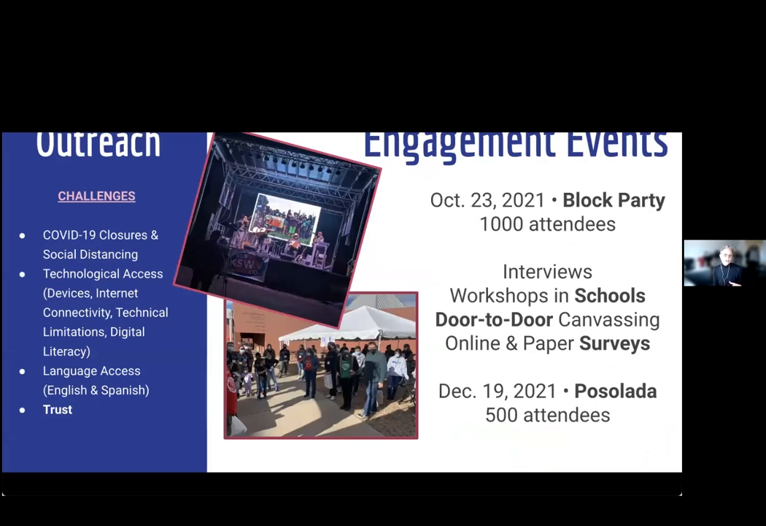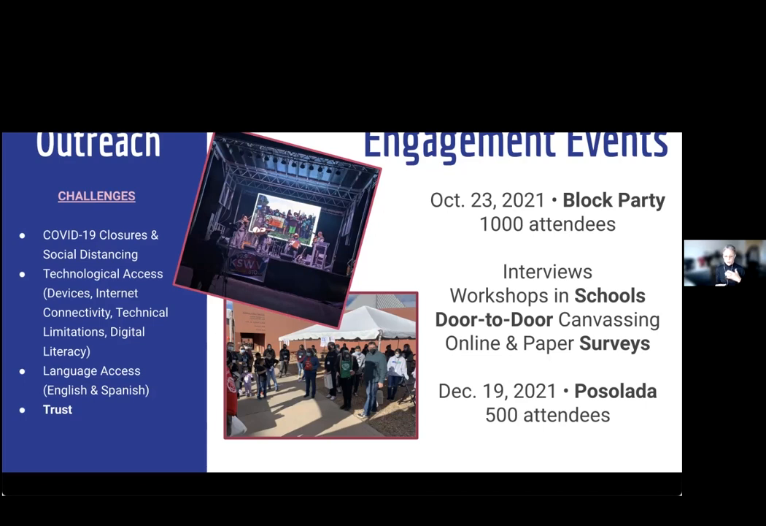So here's a little summary of what happened. We had two signature events that all the partners collaborated to deliver: a block party in October and the Pozolada in December. If you want to know about Pozolada, you can ask me in Q&A. Of course, you know the challenges of having a contract that started just a few months into the lockdowns of COVID. But these big community parties were just a little bit of what happened.